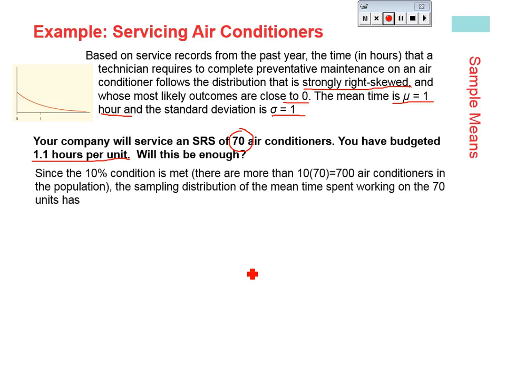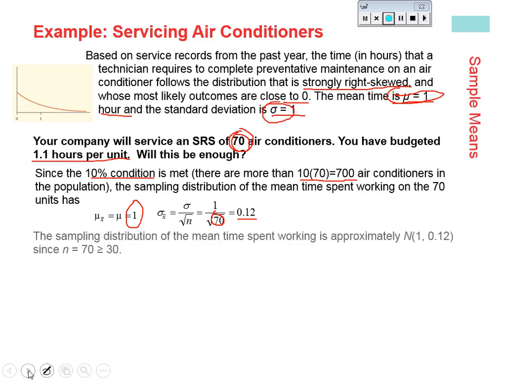As far as answering this question, the first thing would be the 10% condition. If we're going to take a simple random sample of 70 air conditioners, we would need to assume that there are at least 700 air conditioners in the population. The mean of the sampling distribution for the 70 units would be the same as the mean of the population distribution, which in this case is 1. And the standard deviation for the 70 air conditioners would be the population standard deviation divided by the square root of the sample size, which comes out to roughly 0.12.